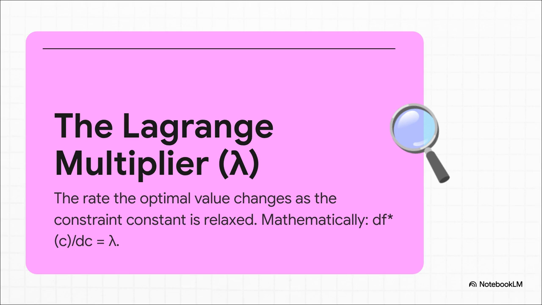Here it is. Lambda tells you exactly how much your maximum value, your best possible outcome, would increase if your resources, m, went up by just one single unit. It's the value of getting just a little bit more wiggle room. It's the bang for your buck if you could loosen the constraint.